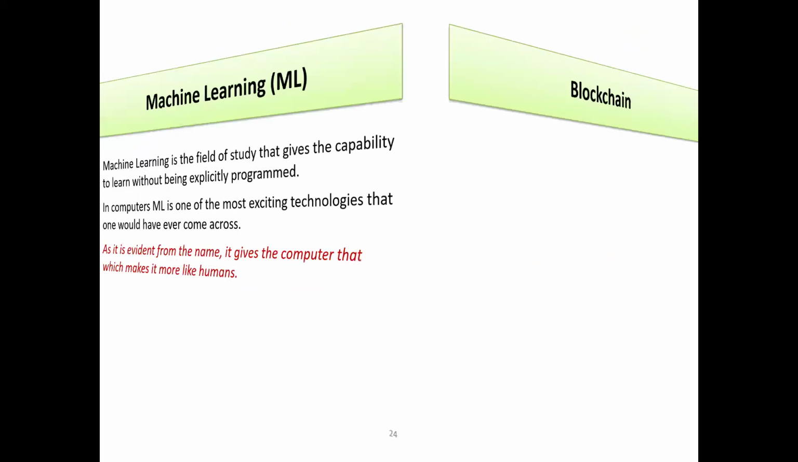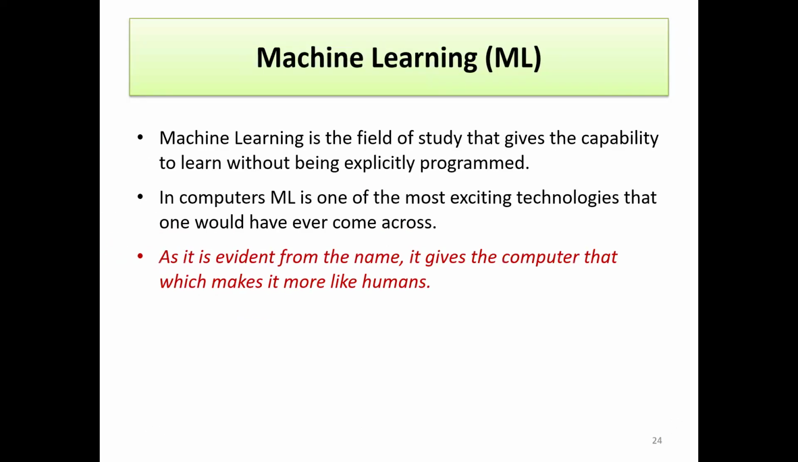So in machine learning, a simple example, even in your phone, even in your software like Facebook, Instagram, they track our preferences, analyzing our search patterns and all. And then they suggest something more to us the next time. As is evident from the name, it makes the computer more like humans.